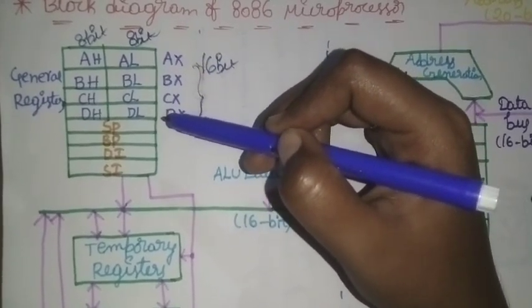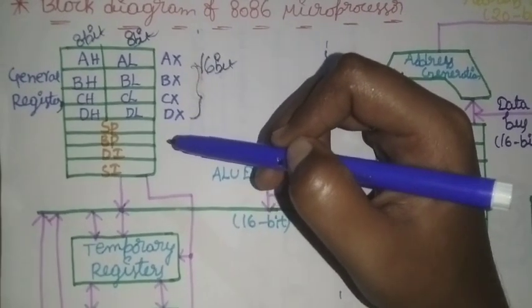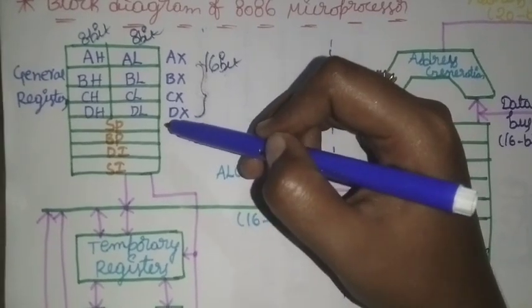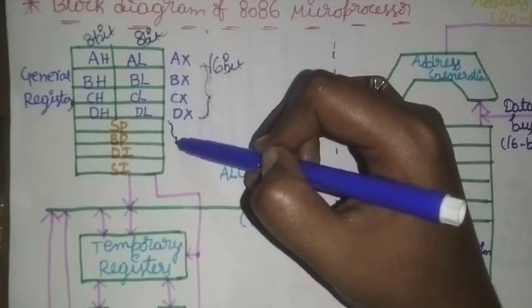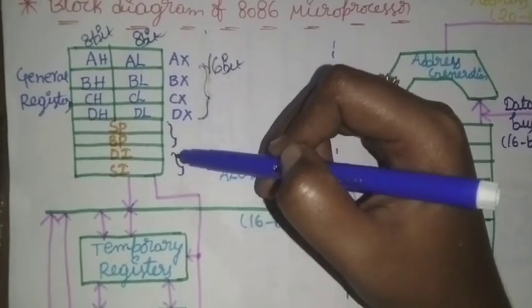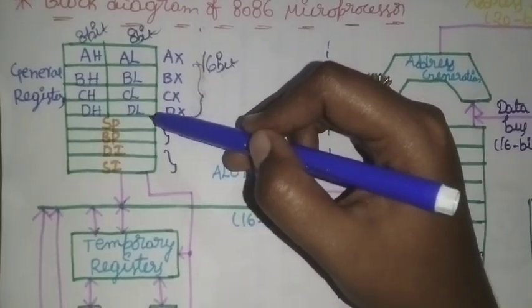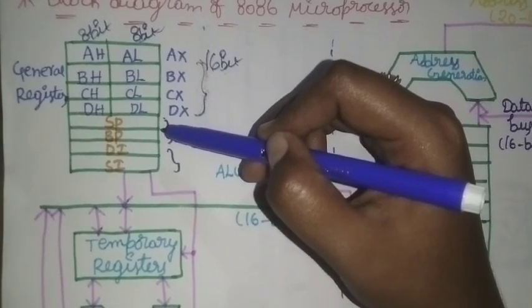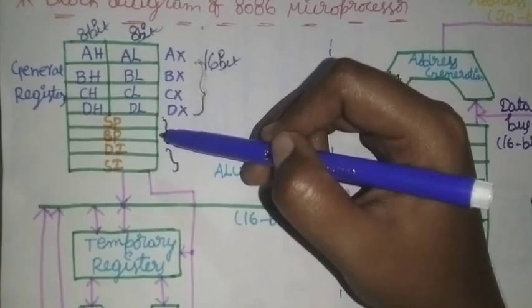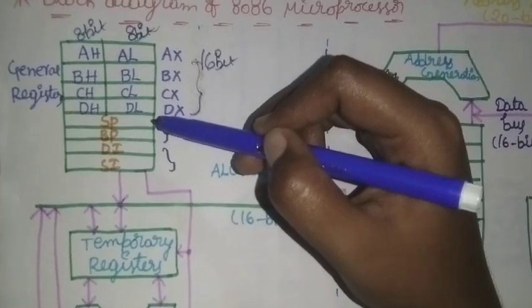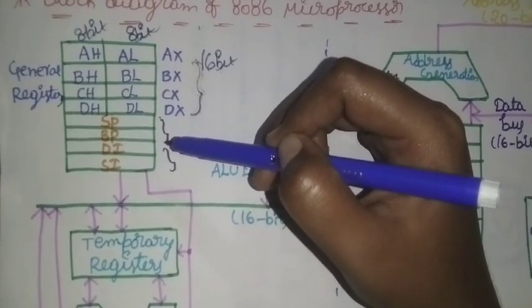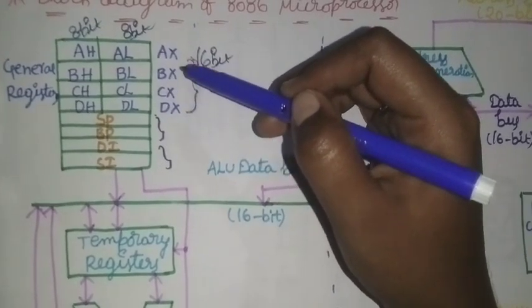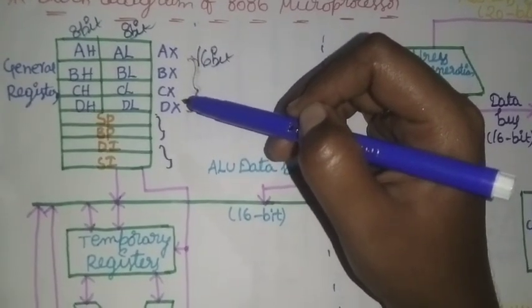And again, we have 4 special purpose registers. These two are pointer registers and these two are index registers. SP is the stack pointer, BP is the base pointer, then the destination index and the source index. These 4 are special purpose registers, and the others are general purpose registers.